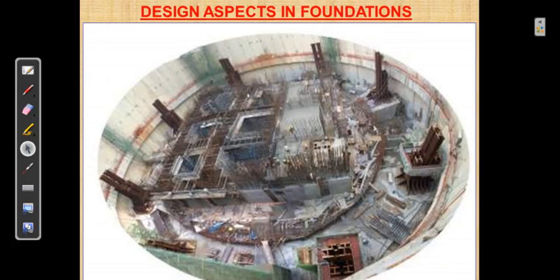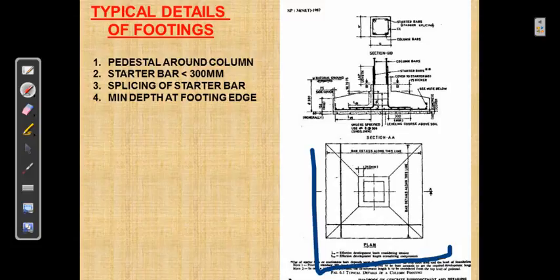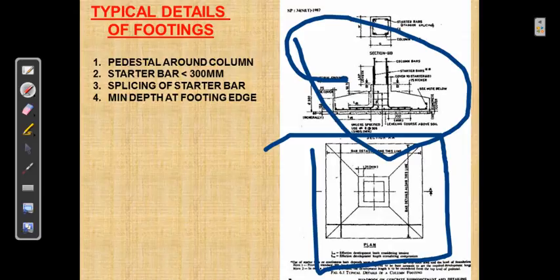So then the next one is design aspects in foundations. Typical details of footings. See, pedestal around column, starter bar that is less than 300 mm, splicing of starter bar, minimum depth of footing edge. See, this is a section view, this is the plan view, this is the plan, and this is the sections. Okay, this bar is known as the starter bar, and this one is the column.